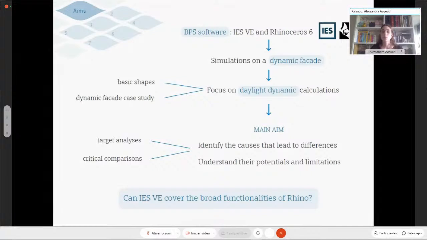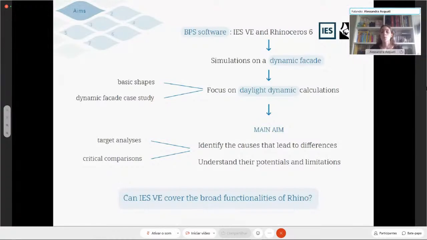BPS stands for Building Performance Simulation, and they are software used in the building field to simulate different aspects. The two software used for our study are IES VE and Rhinoceros 6. The simulations are performed on a dynamic facade, focusing on the daylight analysis. This was done starting with the analysis on basic shapes, and then analyzing a more complex case study, the dynamic facade.